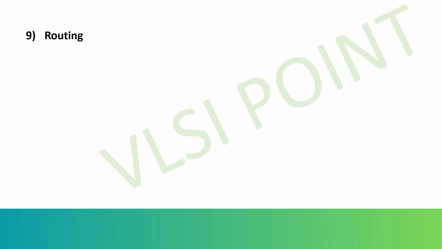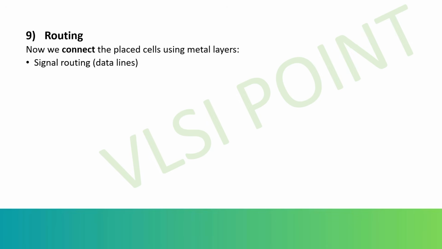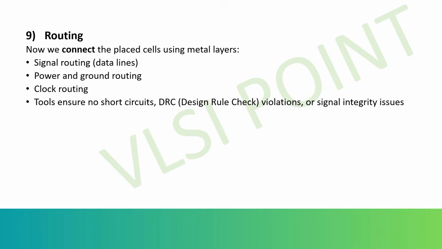After CTS, there will be routing. So once placement and CTS are done, we connect all cells using metal layers. Different types of routing are there, like signal routing, which connects logical signals, then power routing, which distributes power, that is VDD and VSS, then clock routing, which connects clock tree paths. And the checks during routing are no short circuits or open wires, then follow design rules for minimum spacing and widths. And now the circuit becomes a fully connected physical layout, guys.